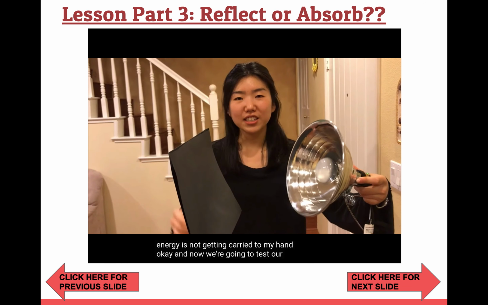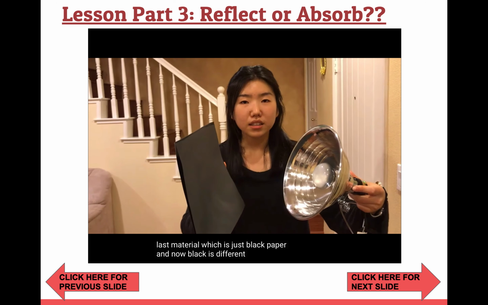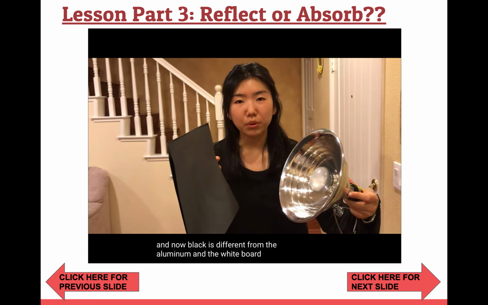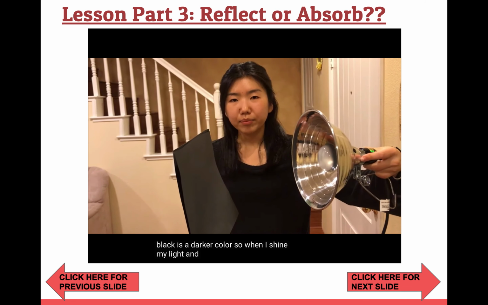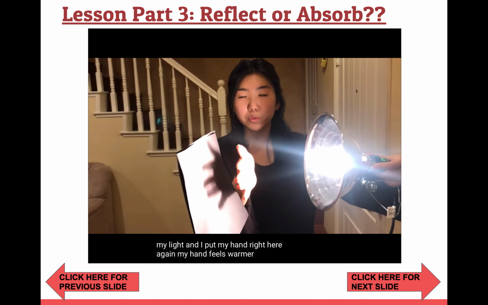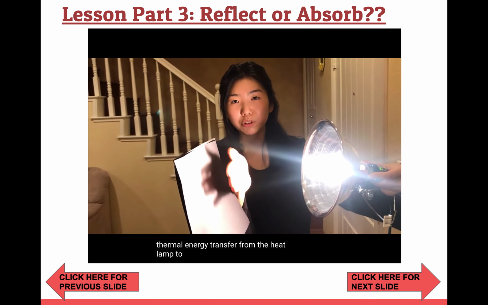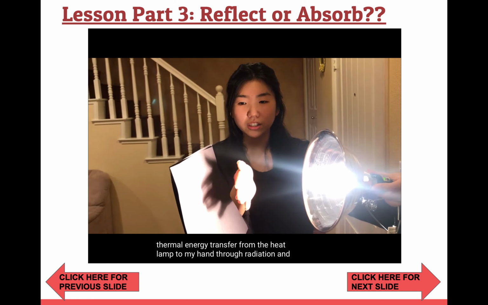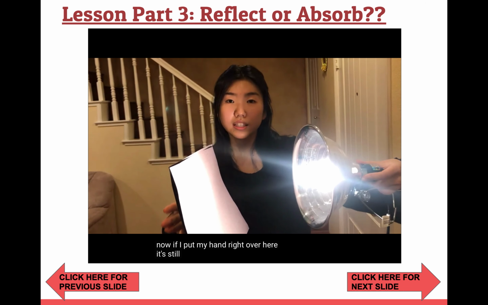Okay, and now we're going to test our last material, which is just black paper. Now black is different from the aluminum and the whiteboard because black is a darker color. So when I shine my light and I put my hand right here, again, my hand feels warmer because of thermal energy transfer from the heat lamp to my hand through radiation. And now if I put my hand right over here, it's still feeling some amount of thermal energy.